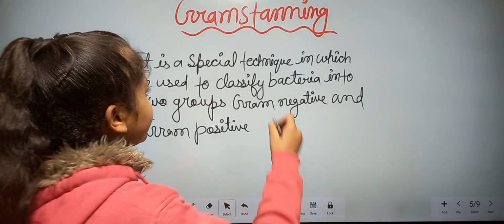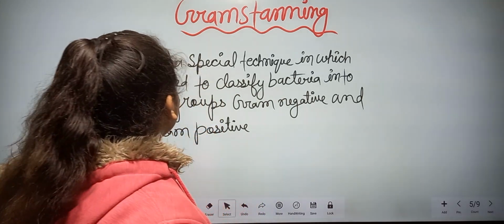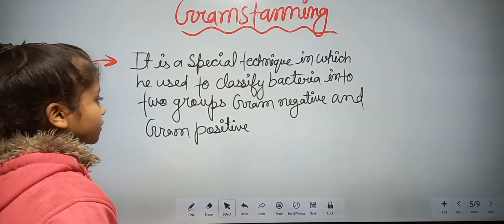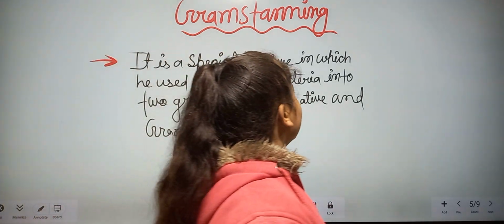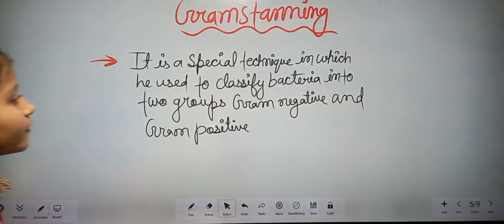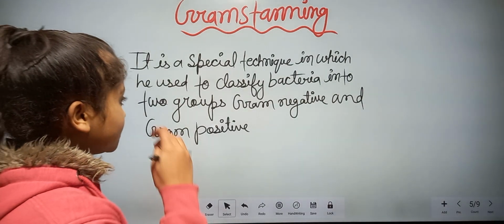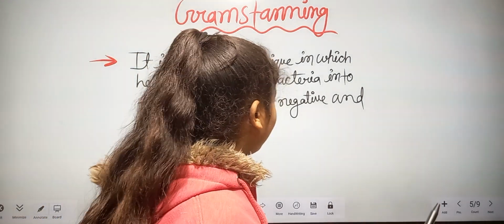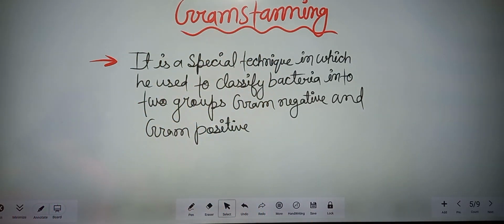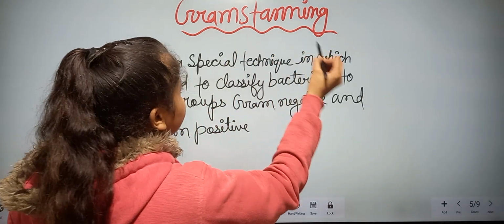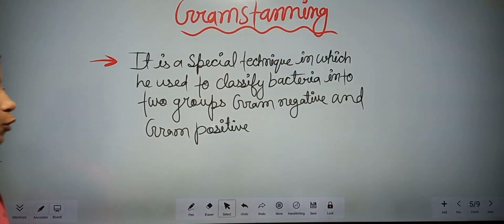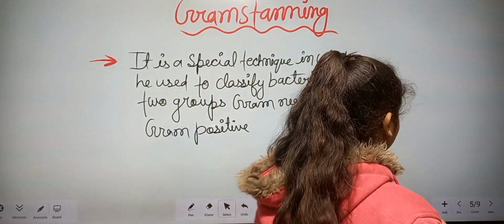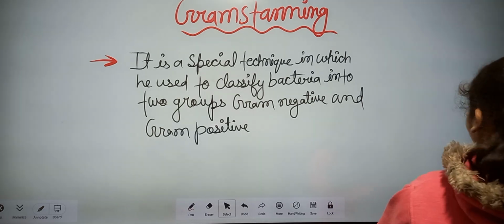It is a special technique used to classify bacteria into two groups, gram negative and gram positive. This one is also used to classify bacteria. Gram staining is the special technique to divide the bacteria into gram negative and gram positive.